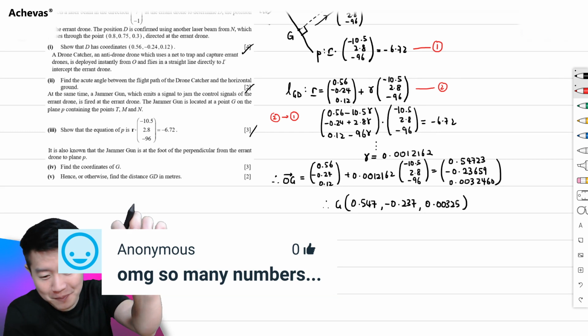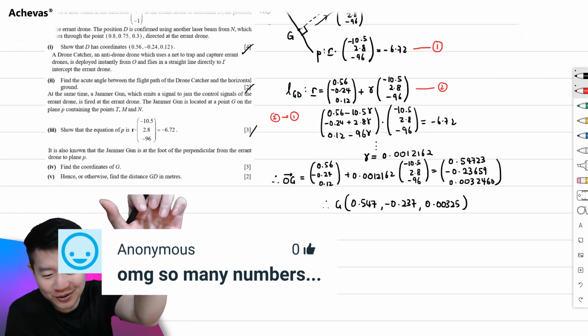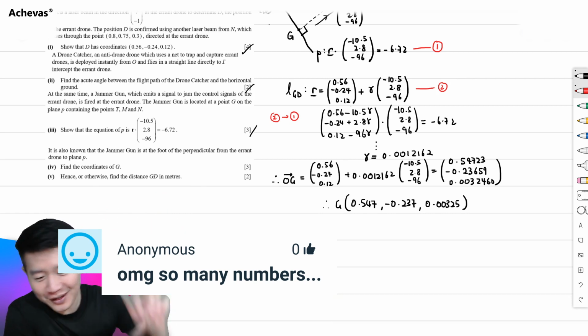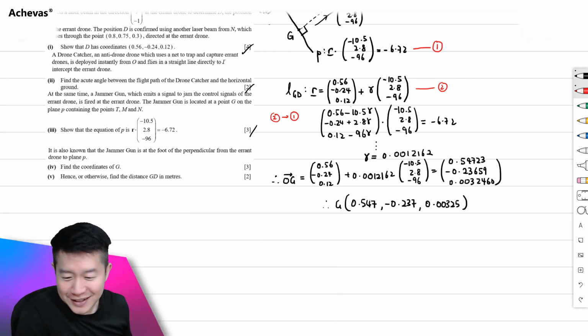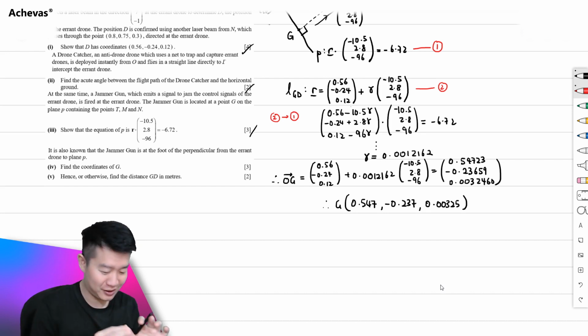Actually, my hand is extremely painful. I don't know whether you can see. Okay, you cannot really see, but it is so painful doing this question. Goodness.